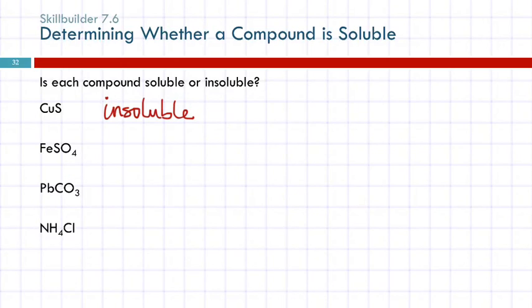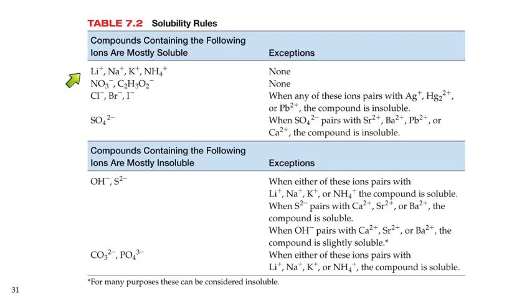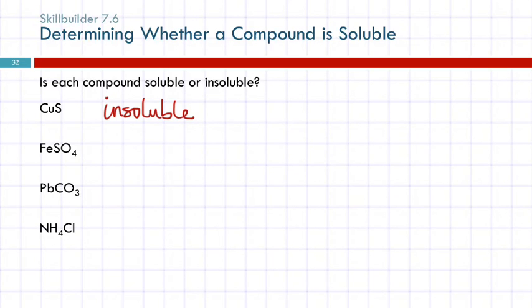Iron 2 sulfate. Again, we've got to look at the table. Start at the top. Do we see iron? No. Sulfate? No. Here's sulfate. Sulfate is mostly soluble, except iron is not one of the exceptions. So that means that iron sulfate is soluble. But it doesn't have the charge. Okay, well, let's look at this. What are the two ions in that compound? Iron and sulfate. So we know that sulfate is SO4 2 minus. We couldn't tell the charge on this based on position in the periodic table, but because there's one of each, we know that this is 2 plus. So this is iron 2 ions and sulfate ions. So this one's soluble.